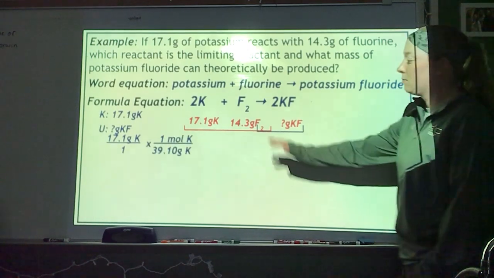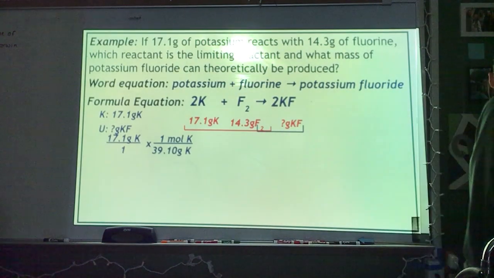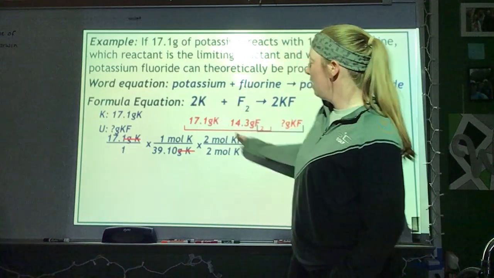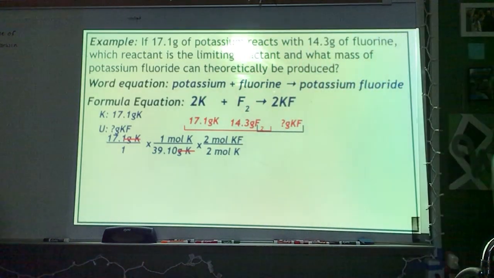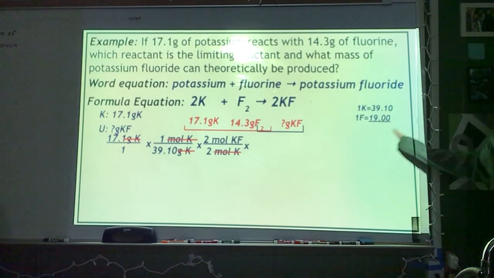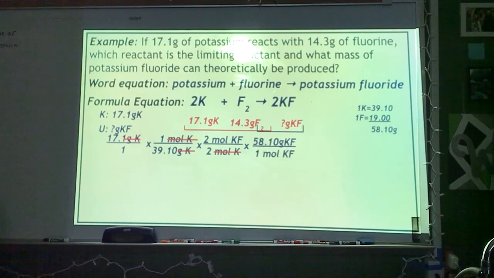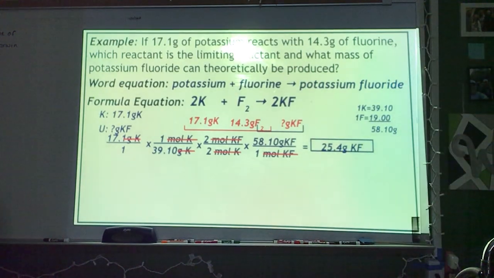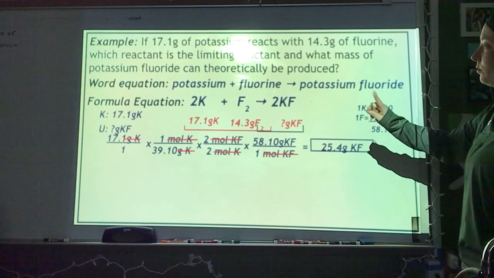Go from grams to moles. We've got that from the periodic table. We then go from moles of known, our 2 here, to moles of unknown. And then we go into our molar mass of potassium fluoride over here. So you get 58.10 grams. Plug that in up top. Multiply across the top, get your answer. Multiply across the bottom, get your answer. Divide your 2 answers to get your final answer of 25.4 grams. Again, 3 sig figs in your answer. So that's our first problem, our first stoichiometry problem.